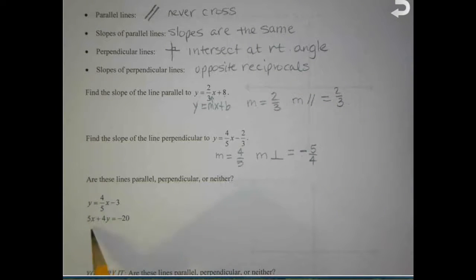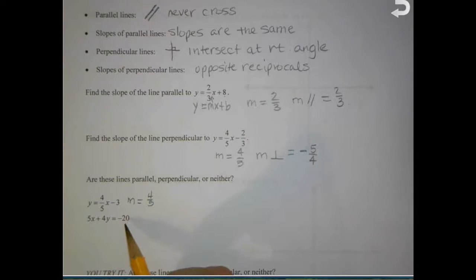I can give you the equation of two lines and ask you, are these lines parallel, perpendicular, or some other combination, like they intersect but not at a right angle? So first thing I'd like to do is pull out my slopes. This first one is already in the mx plus b form, so the slope is 4/5.